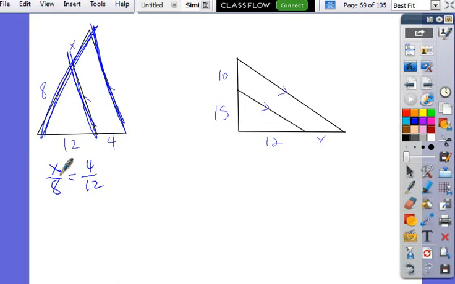Cross multiply, 12x equals 4 times 8. 12x equals 32. Do you want to round in there? Yeah, round it. X equals 2.7. So 2.7. All right, second one's yours.